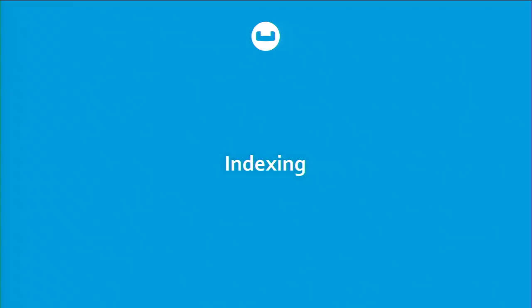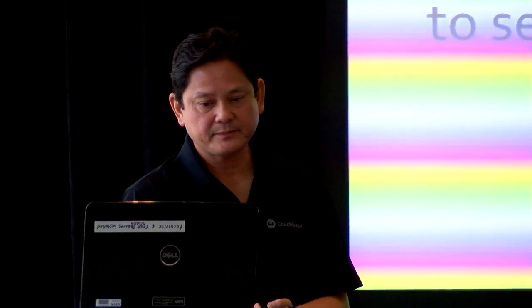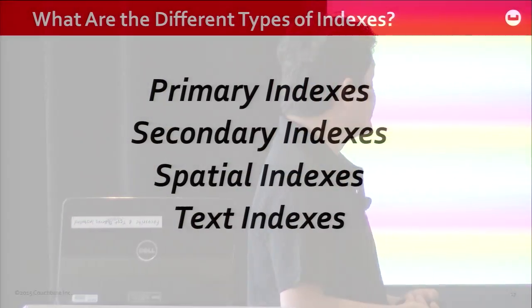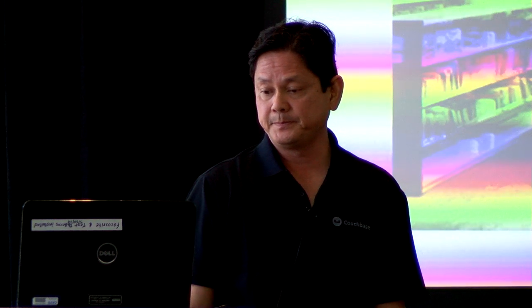So let's talk about indexing. As I mentioned earlier, indexes are used to quickly look up objects meeting criteria that you specify in the database without having to scan every single object. So basically, it's a quick way to search for needles in the haystack, in a sense. And in 4.0, we support various indexes: primary indexes, secondary indexes, spatial, and text. I'll explain what they are quickly.